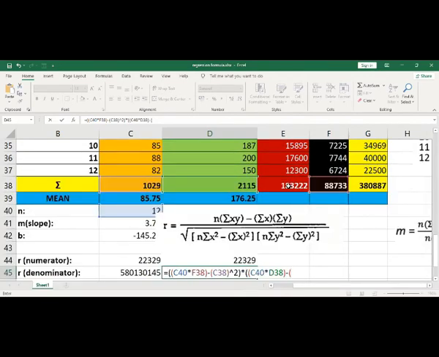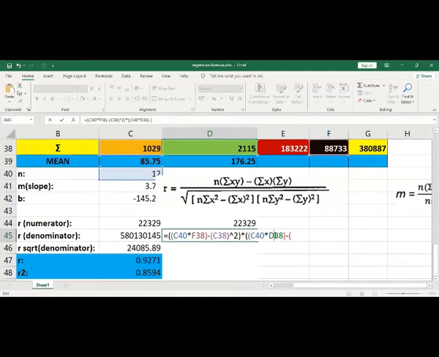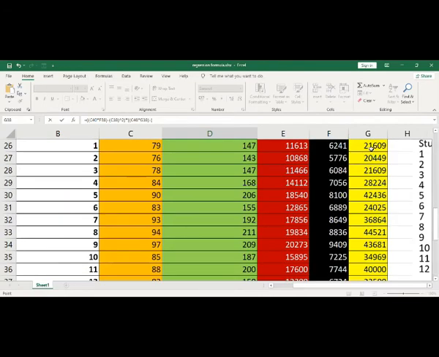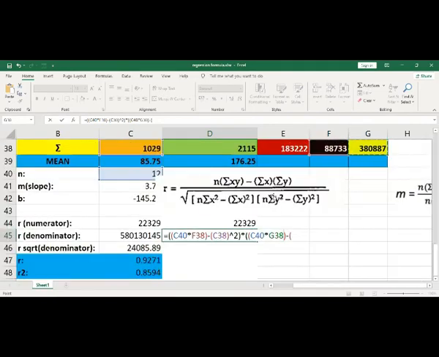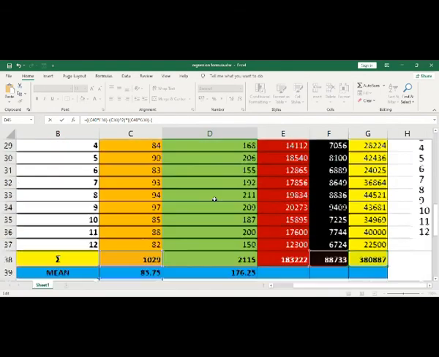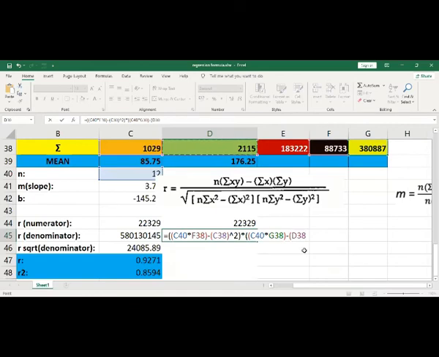Wait lang, parang may mali ako. Multiplied by y squared dapat. So, that is ito. Ito yung summation of y squared. Okay, na magkamali si sir. Now, next is the summation of y, which is 2,115 raised to 2 based on the equation. Then close. I think that's done.